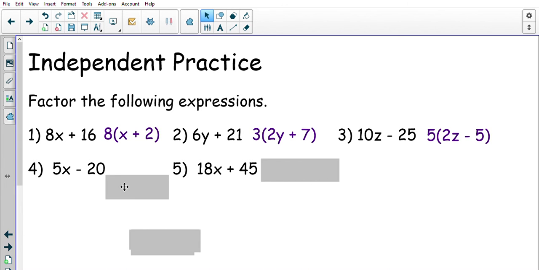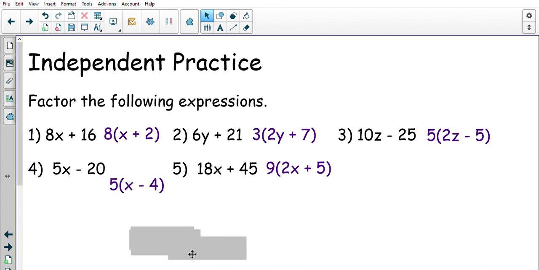Number 4, GCF is 5. 5 goes outside the parentheses. X minus 4 inside the parentheses. Number 5, GCF is 9. 9 times 2x gets us 18x, and 9 times 5 gets us 45. So it's 9, and then in parentheses, 2x plus 5.